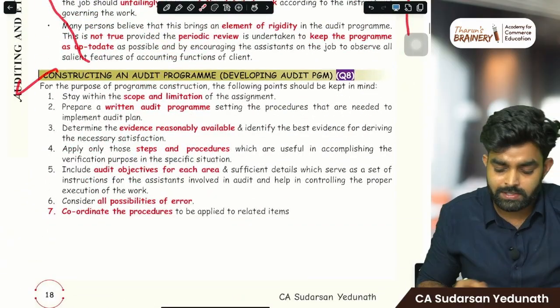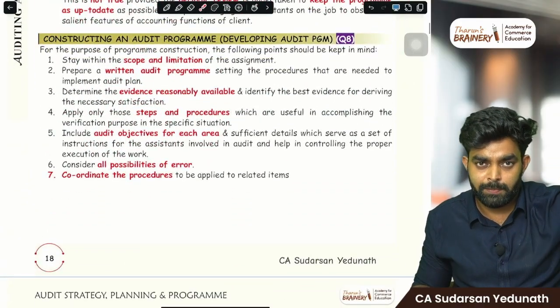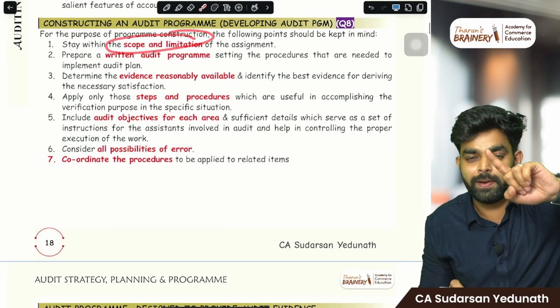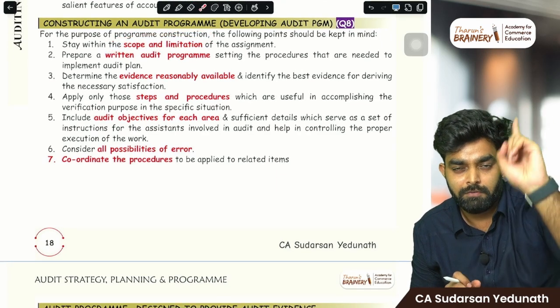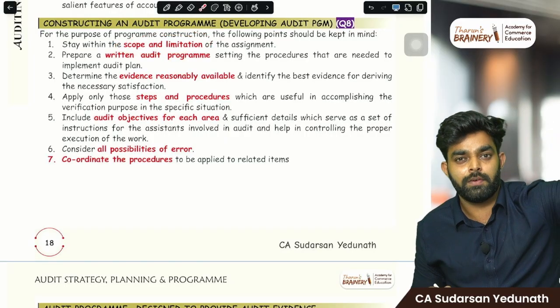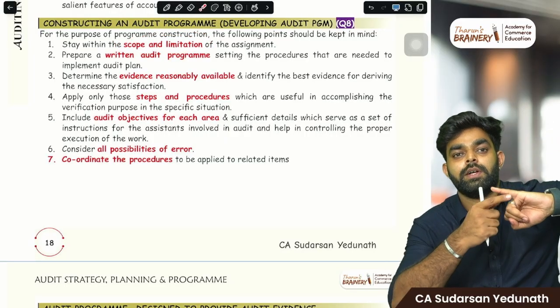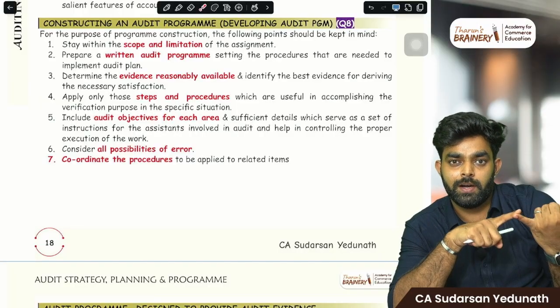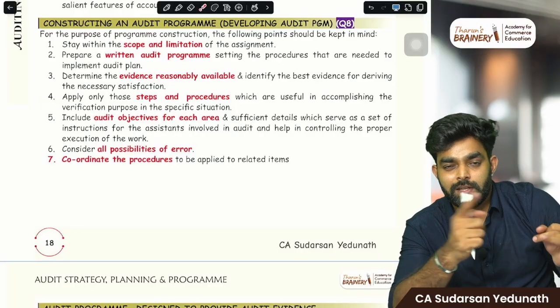Then, constructing an audit program. When developing an audit program, what are the things you need to do? Always stay within the scope and limitation of audit, which is studied in chapter number 1. When you are framing an audit program, stay within that scope and limitation. In scope, there are things that we don't need to do. For example, an auditor is not an expert in authentication of documents.